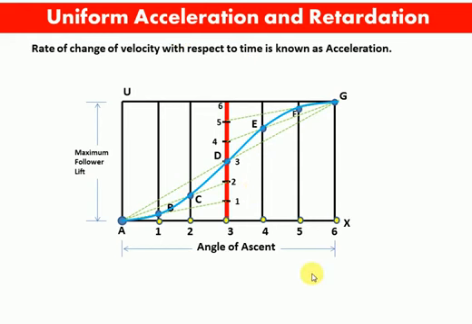In the same way, suppose the angle of ascent is 60 degrees and we want the follower lift at 40 degrees, so this E4 will represent the follower lift at 40 degrees. In the same way, this 2C will represent the follower lift at 20 degrees. Very correct. Last but not the least is the cycloidal motion.